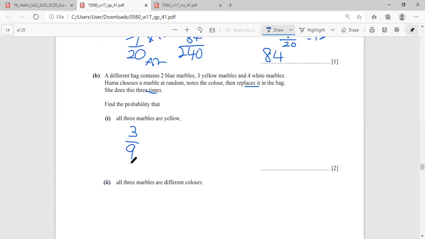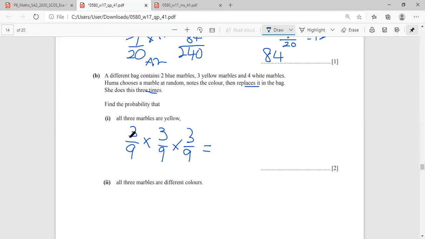Total, I have 9 marbles. 3 marbles is what I want. So this is the probability, 3 over 9. This is the first time, I note the color down and I put the yellow back. And then the second time I will still get a yellow color. So the chance is still 3 out of 9. The third time is also 3 out of 9. So all 3 times I will get the same yellow color marbles and the chances are the same because I put it back, because I replace it back in the bag.